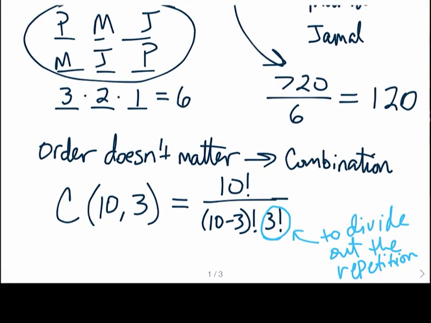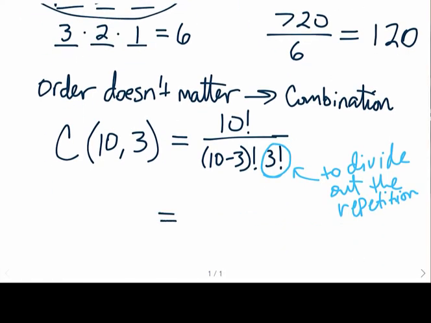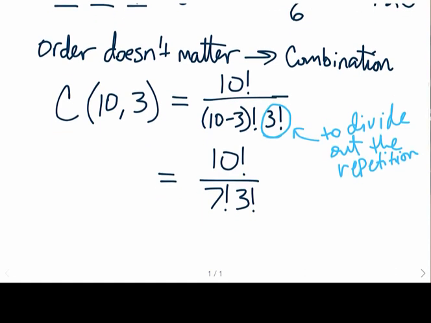And the reason, by the way, that 3 factorial is the magic number is because 3 factorial is the 3 times 2 times 1 that we've referenced earlier. And this computation actually simplifies, so we have 10 factorial divided by 7 factorial times 3 factorial. And as you may notice, this 7 plus 3 adds up to the 10 that we have in the numerator. That's always going to be the case with combinations.